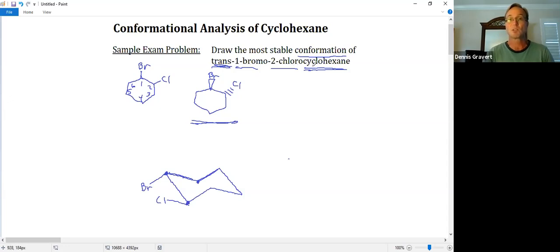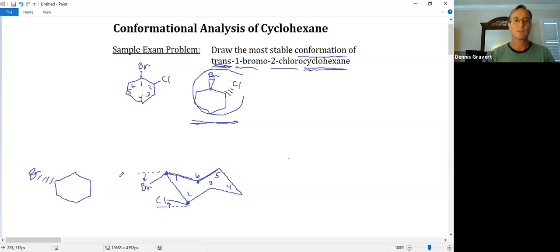Trans-1-bromo-2-chlorocyclohexane. So this is carbon 1. There's 2, 3, 4, 5, and 6. Sure, carbon 1 and 2 have bromine and chlorine. Good. Is it trans? Well, you can see that bromine is pointing down and chlorine is pointing up. Okay, I know on my drawing over here, I got the opposite. So really, this molecule is going to be, the bromine is down and the chlorine is up.